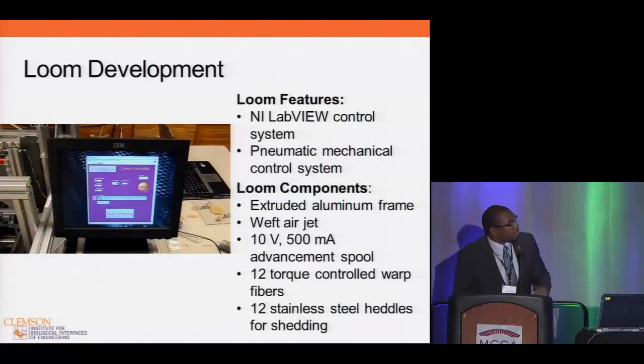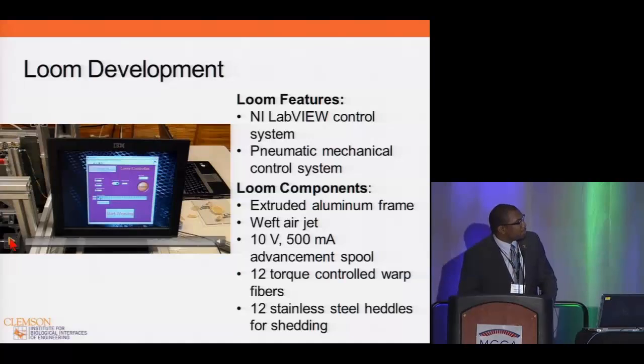Before I jump into the experimental design, I just wanted to talk a little bit about the development of the loom itself. The loom is controlled through a National Instruments LabVIEW control system, and all of the moving components on the loom are pneumatically controlled through the house air system in our laboratory. I won't go through the loom components here, but I do have a short video to show you all.